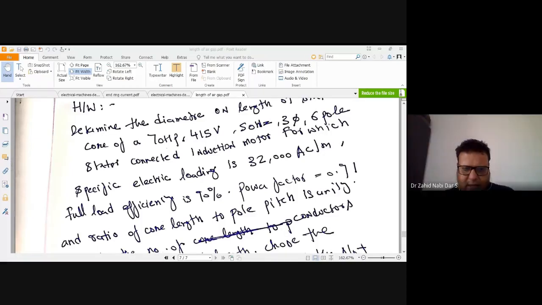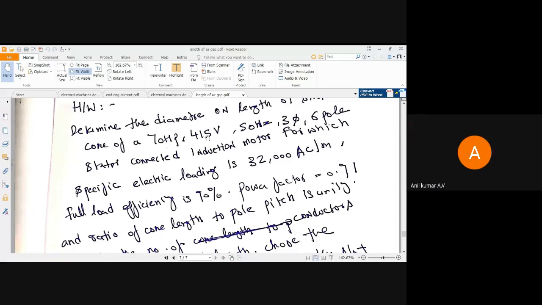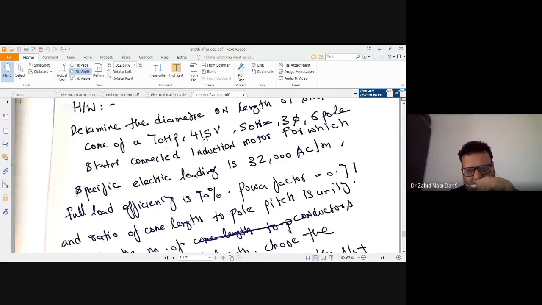Anil Kumar, tell me in this problem I am presenting, what is the value of this phase voltage we have to take? It is telling 415 volt. So shall we take 415 volt or some other value? Sir, we have to take 415 by root 3 because it is star connected. Good.